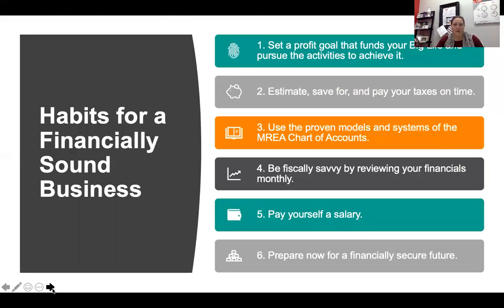So Keller Williams, of course, is known for the models and systems and technology. So we offer powerful tools driven by technology to help you pursue your personal business goals. To use the proven models of The Millionaire Real Estate Agent, you will have a smart and sound business.